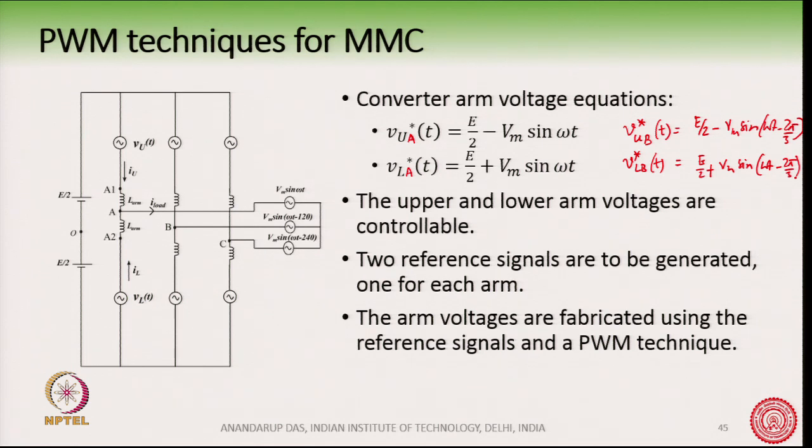And similarly, you can also write the C phase references. So, this reference voltage is what is given to the PWM block. Okay. So, what is the purpose of the PWM block? The PWM fabricates the arm voltages based on this reference signal and the PWM technique that we are going to use. And with this, what we achieve is that the upper and lower arm voltages become fully controllable. Okay. So, this is the basic idea of using these reference signals and the PWM technique.